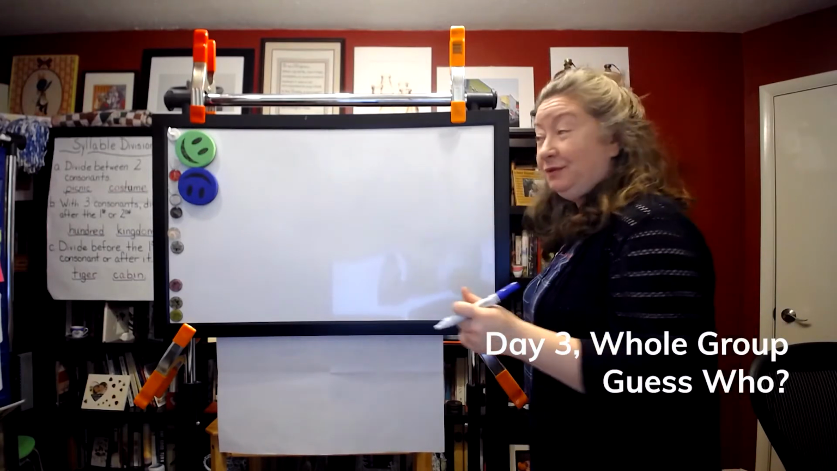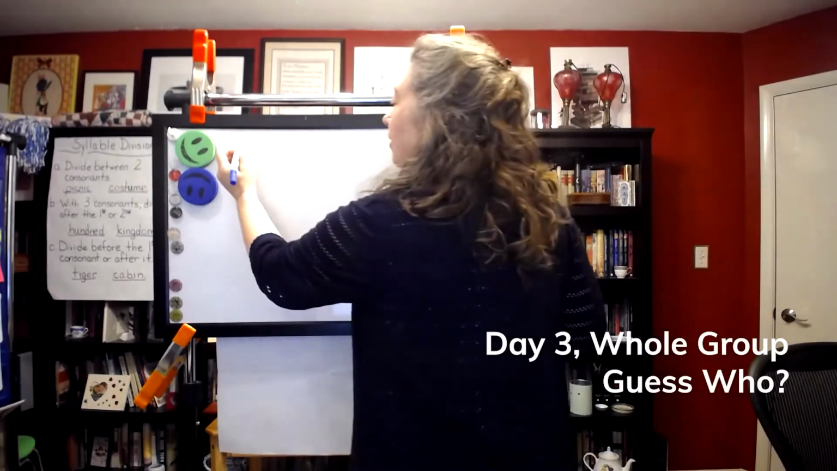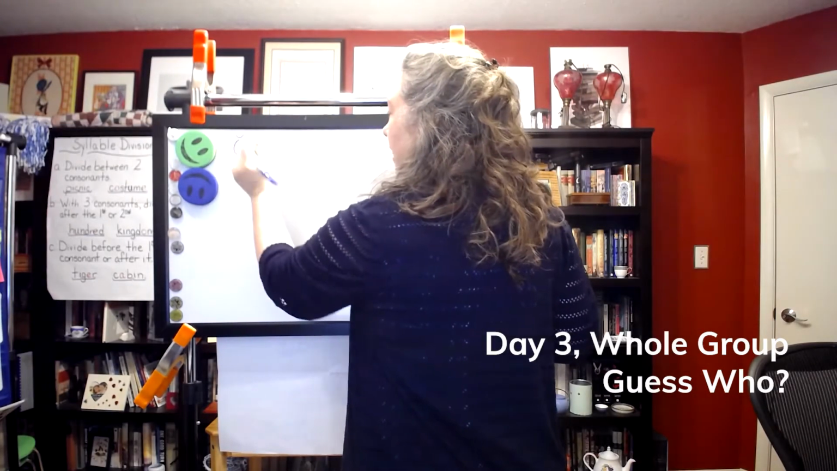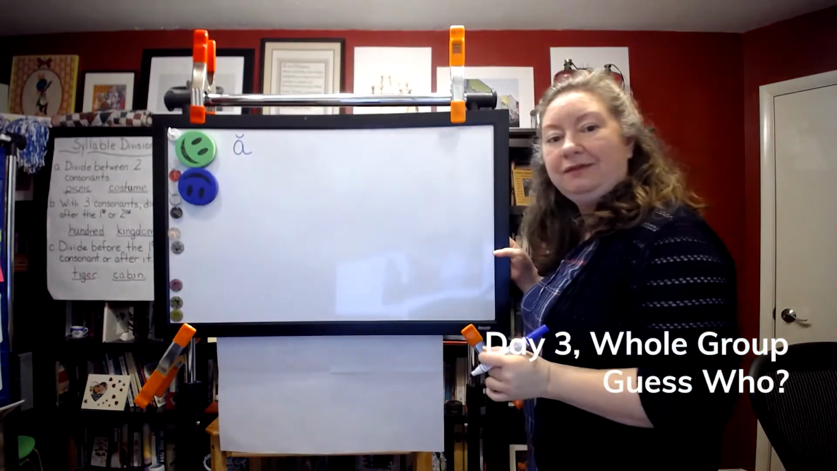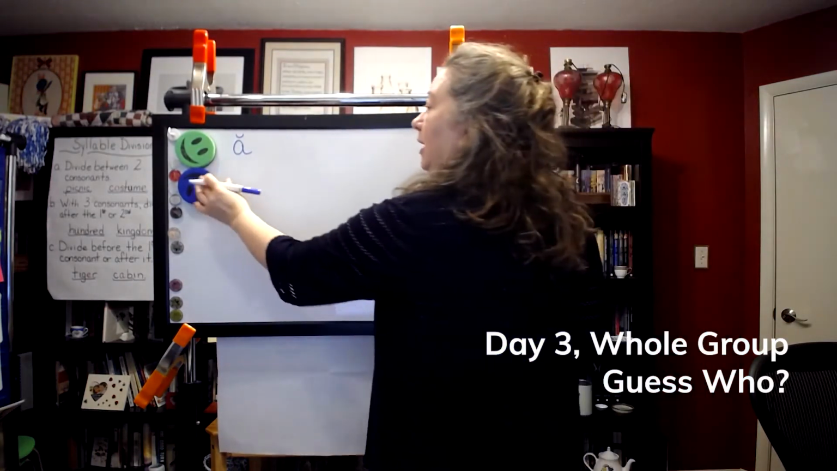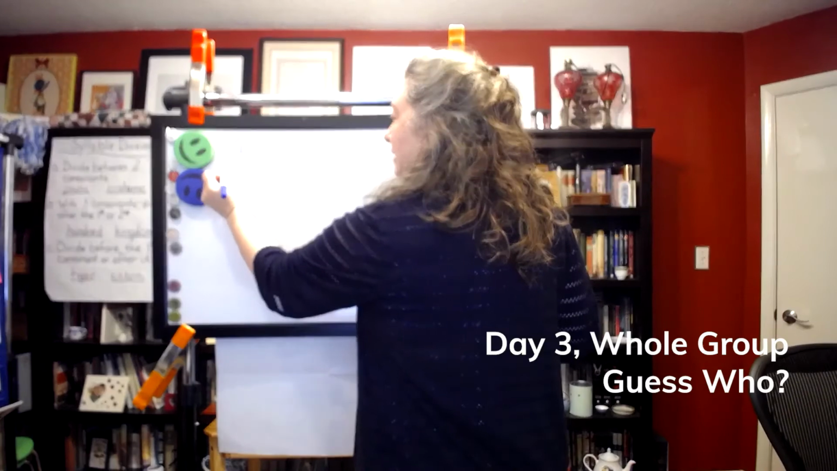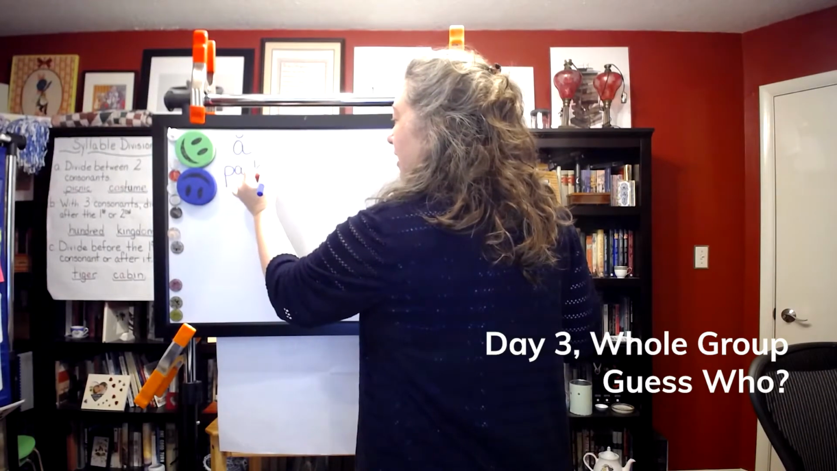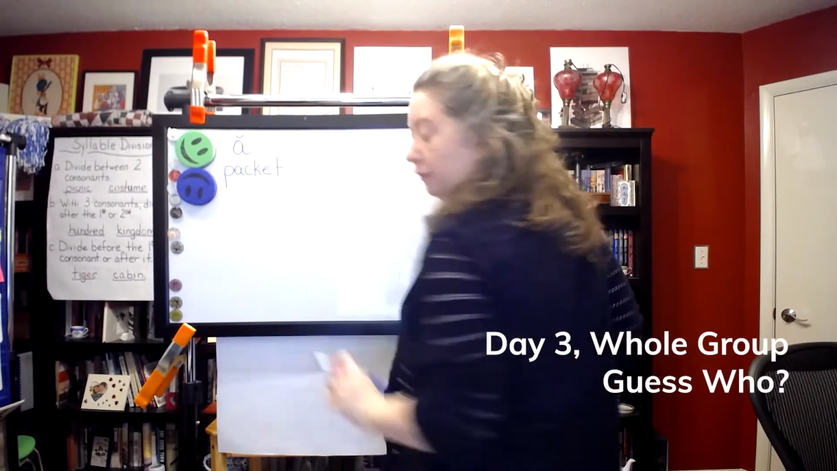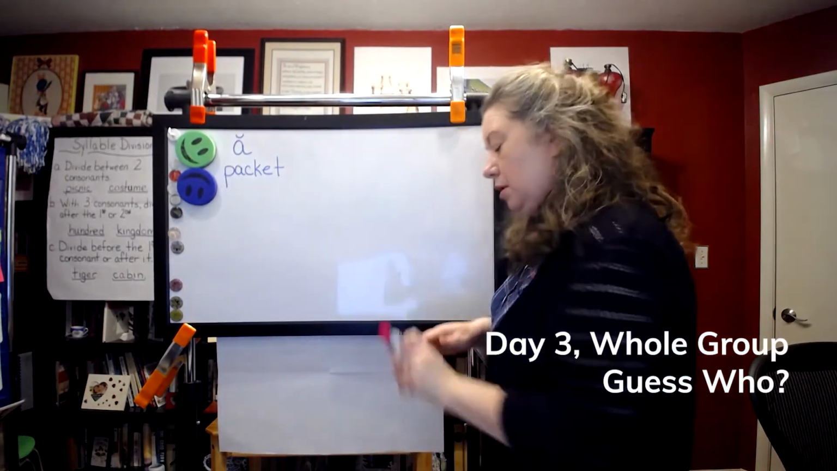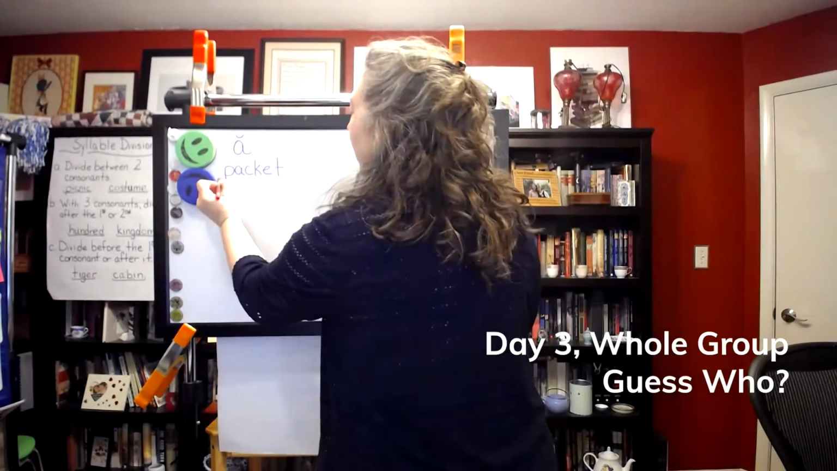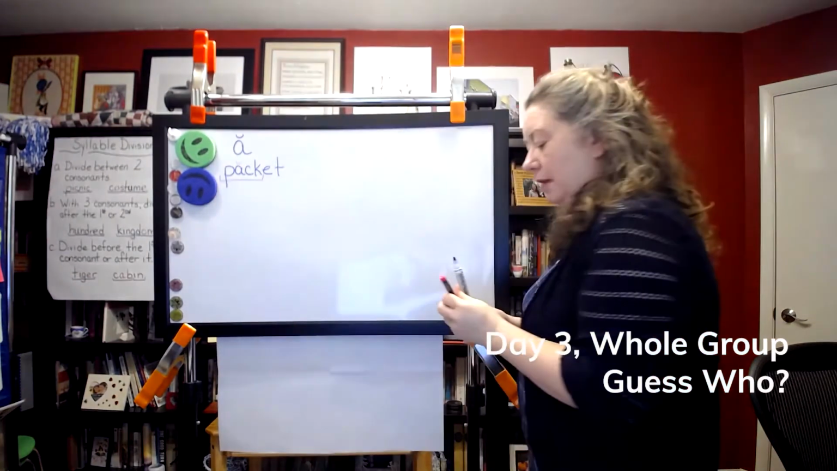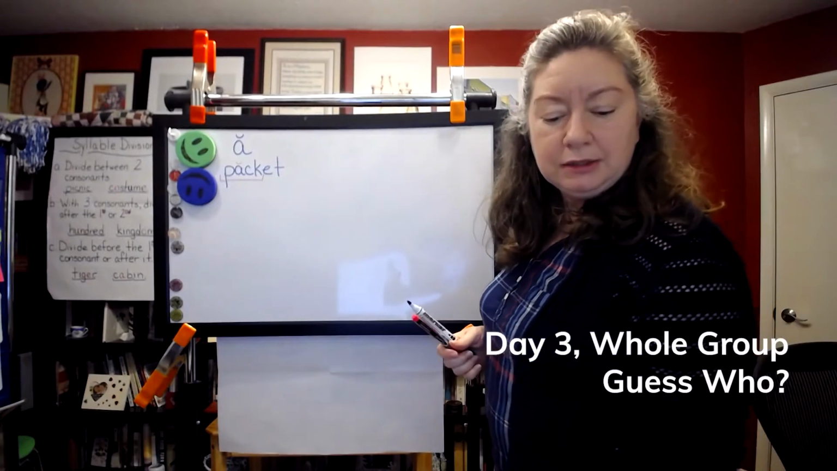Okay, it looks like most of you have already actually done it. Okay, so our first sound was ah, and I see that you wrote ah with the short vowel sound mark or the smiley face. And when I think of a word that has that sound, that ah sound is in the first syllable of the word packet. Right there. Okay. Let's do another one.